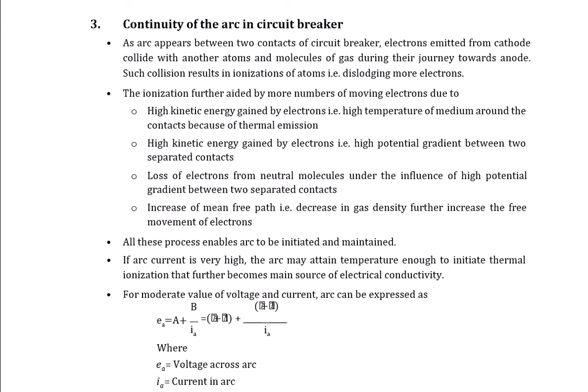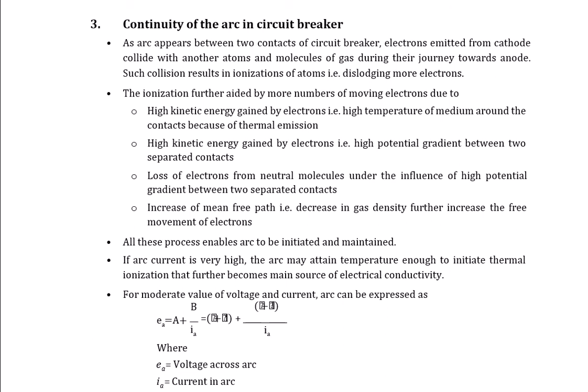The second fact is that the kinetic energy gained by electrons will create a potential gradient between the two separated contacts. Third is the loss of electrons from neutral molecules under the influence of the high potential gradient between the two separated contacts. And the fourth one is the increase of mean free path, a decrease in gas density, which further increases the free movement of electrons. These are the facts that increase ionization by a larger number of moving electrons.